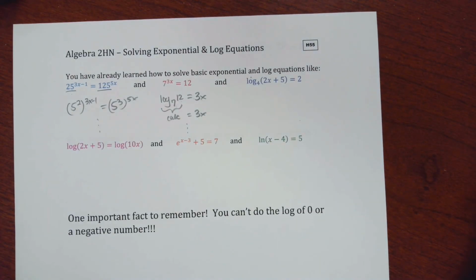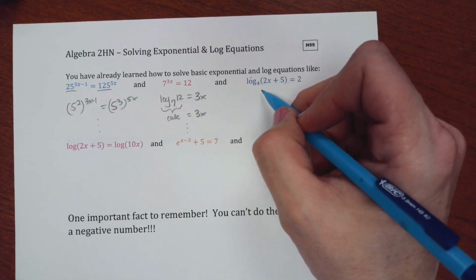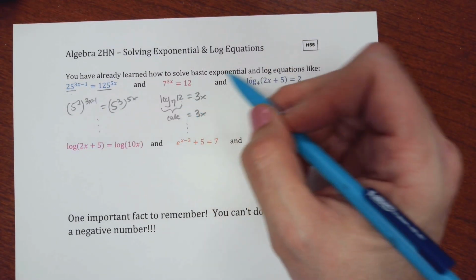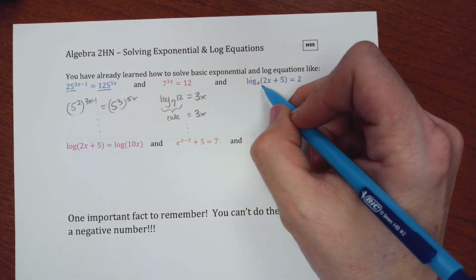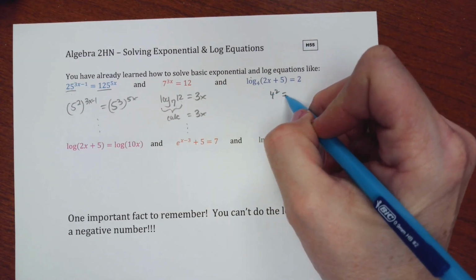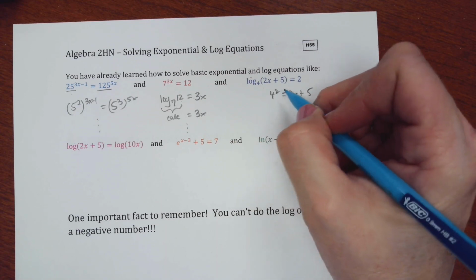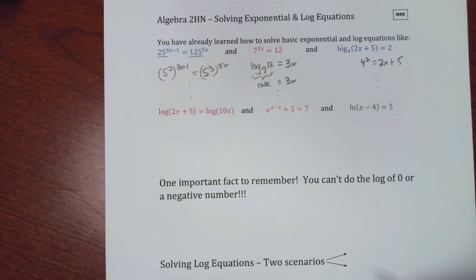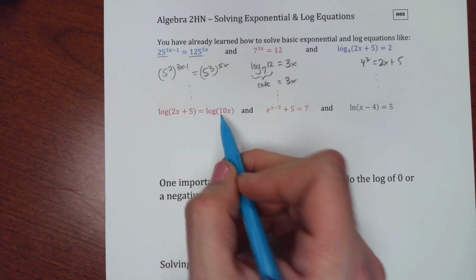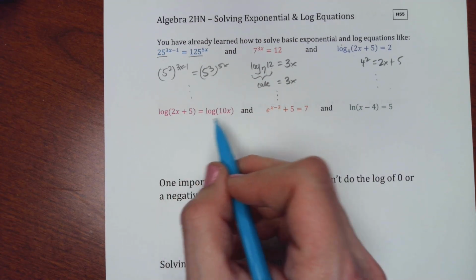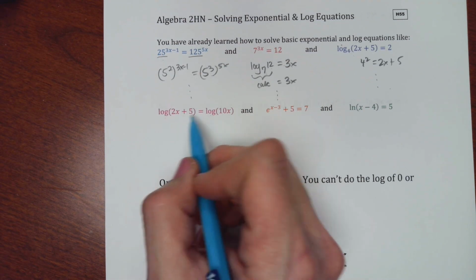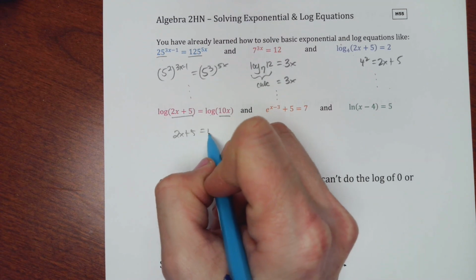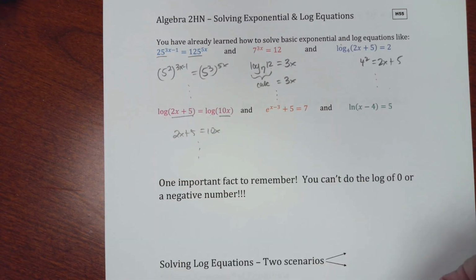All right, over here, you have a log equation equal to a number. So just like we changed an exponent to a log, I can change a log to an exponent. So I would write 4 squared has to equal 2x plus 5. And 4 squared is 16, so then I would just keep solving that for x. Over here, I have a log equal to another log. So when I have a log equal to a log, I would know that the logs match, so I need this to equal that. All right, so 2x plus 5 has to equal 10x, and I would just continue and solve that.